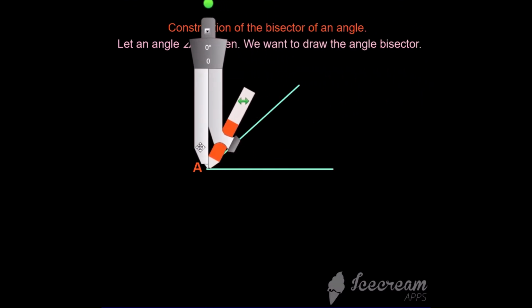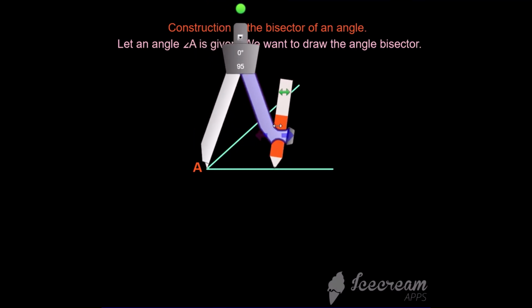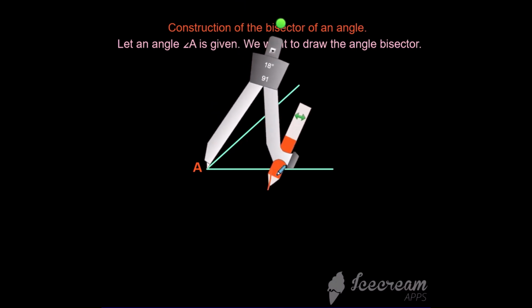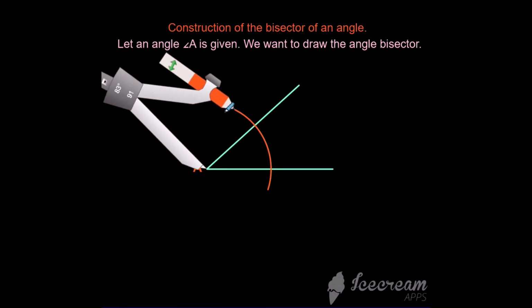First we place the pointer of the compasses at point A and draw an arc of any radius. The arc cuts the sides of angle A at points B and C.